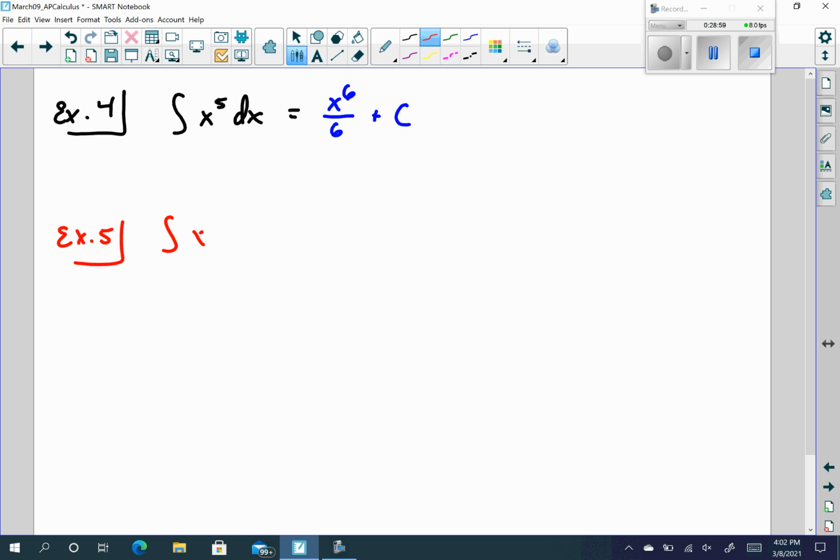The integral of x to the -2nd dx. Remember, we can use this power rule as long as the exponent is not -1. So this becomes x, if I add 1 to a -2, it's -1 over -1 plus c. But we want to make this look a little bit nicer. So we say -1 over x plus c.